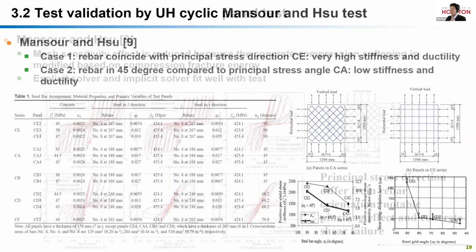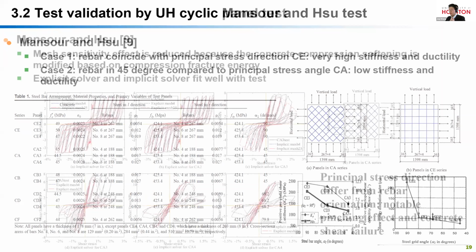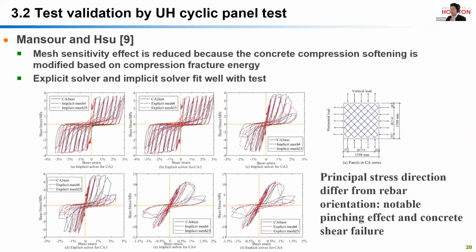In this study, we simulated all these CA series and CE series. This figure shows the results of the CA series. As shown in this figure, the mesh size varied from 4 elements to 25 elements. The simulation results showed that both the explicit solver and the implicit solver obtained accurate predictions of the hysteretic panel test results in terms of capacity, cracking load, pinching effect, and descending branch.